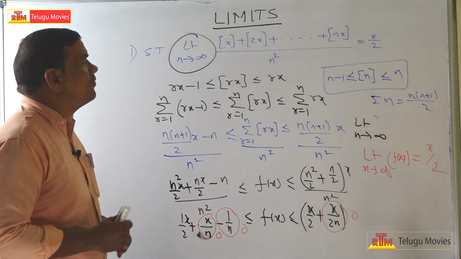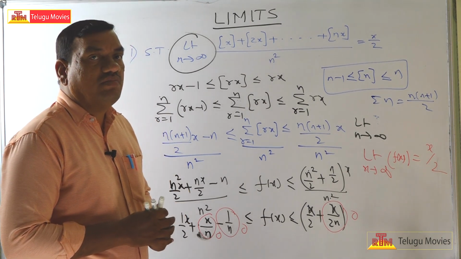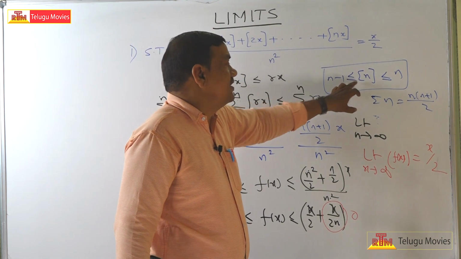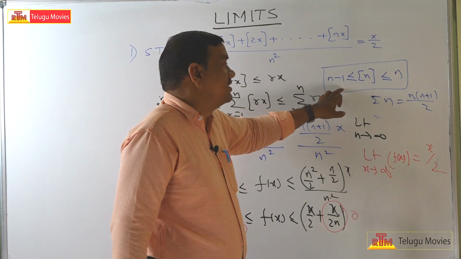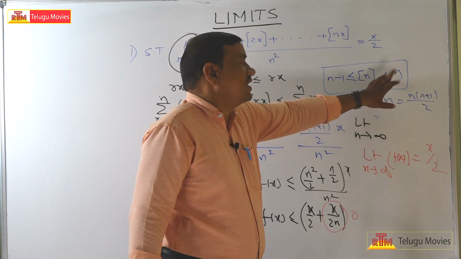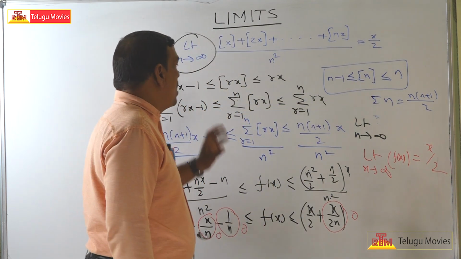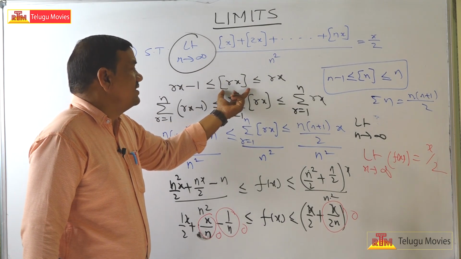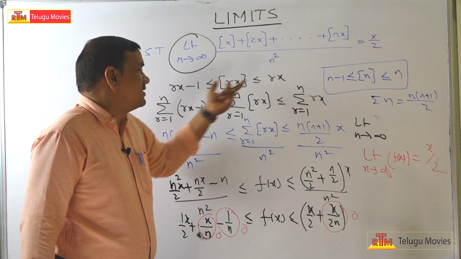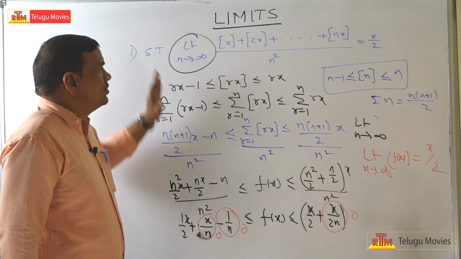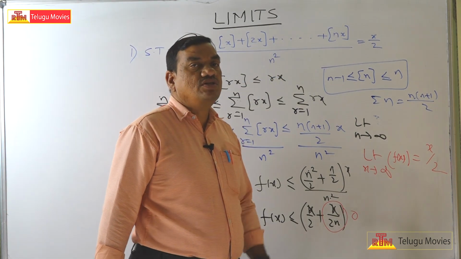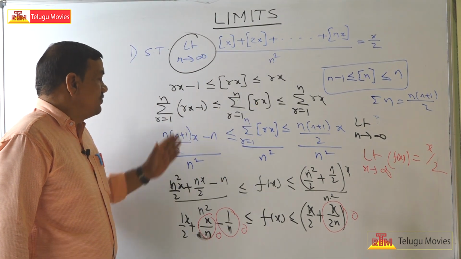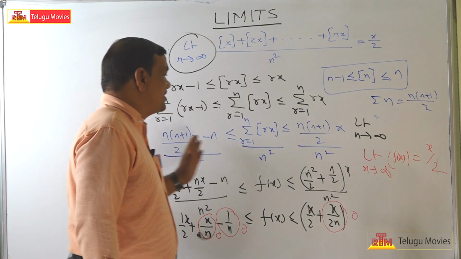So, such types of problems are given in JEE Mains examination. The only thing is, it is given a step function, that is why first you should know this property: n minus 1 less than or equal to the step function less than or equal to n. That property you have to know. Afterwards, I created this function in the middle, that means step of rx, step of rx minus 1, up to n terms. To make simplification, we applied sigma notation. Afterwards, I expanded sigma notation from the left side and right side.